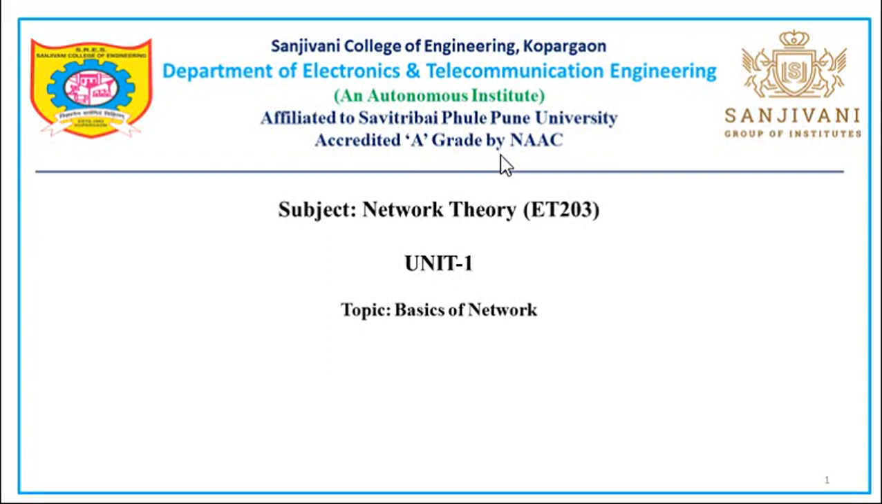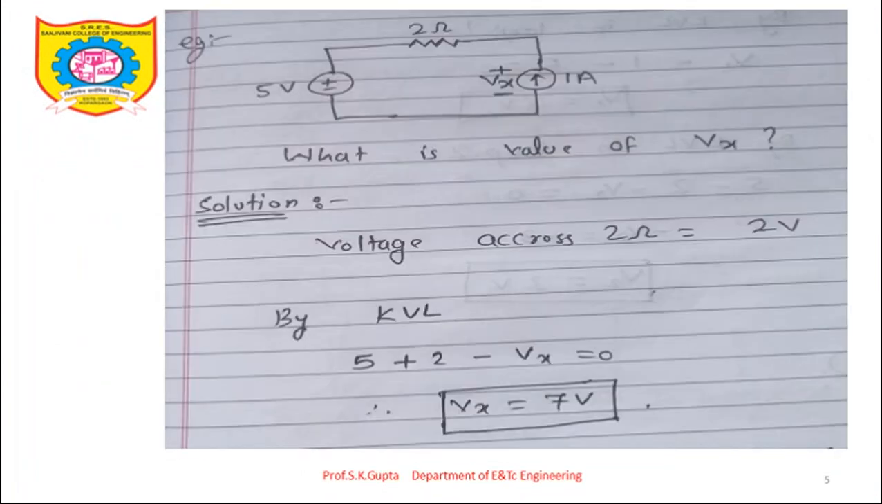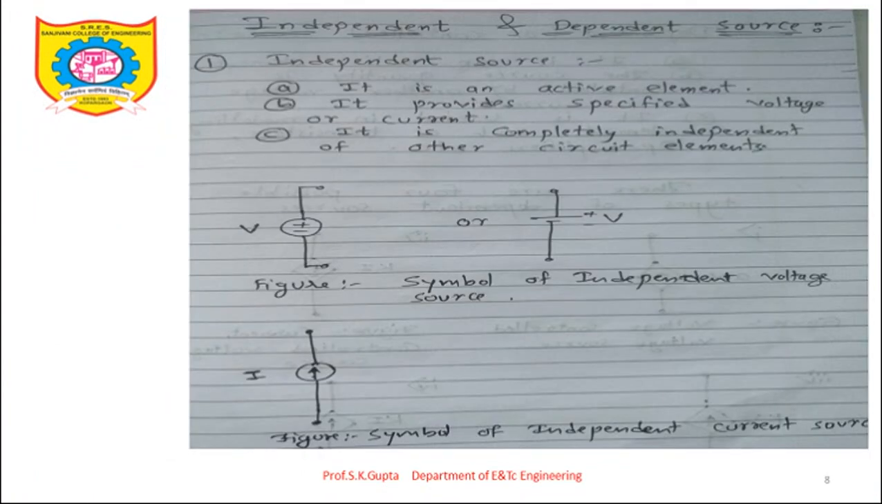Welcome all. So the next topic is independent and dependent sources. Independent sources are generally shown by the circle.